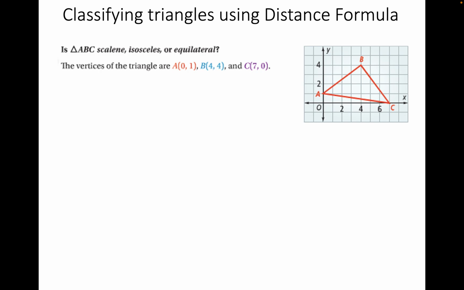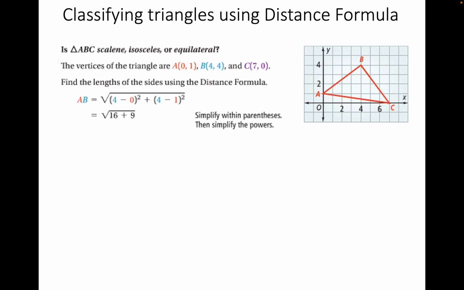So let's use our distance formula to determine whether that's true. First, we're going to use the distance formula to determine the distance of AB. If I plug in my values here, as you can see, I put them in colors so you can see the A is in red, the B is in blue. Plug those numbers in there. I get the square root of 16 plus 9, which is the square root of 25, which of course is just 5. So I know the length of AB is 5.